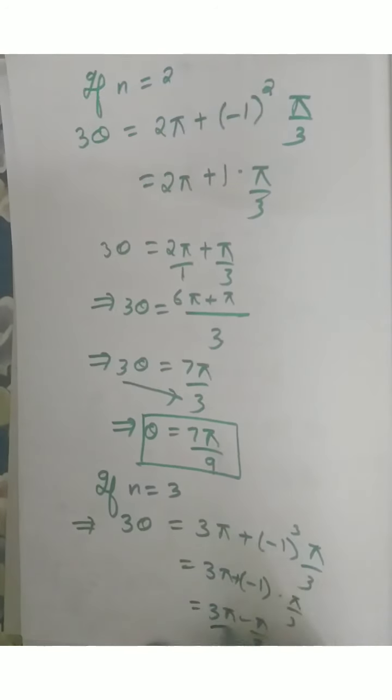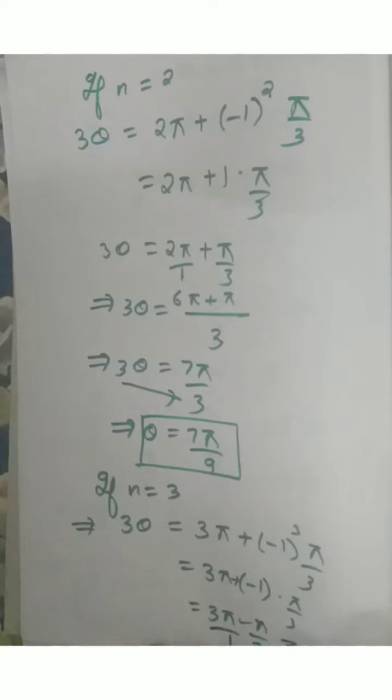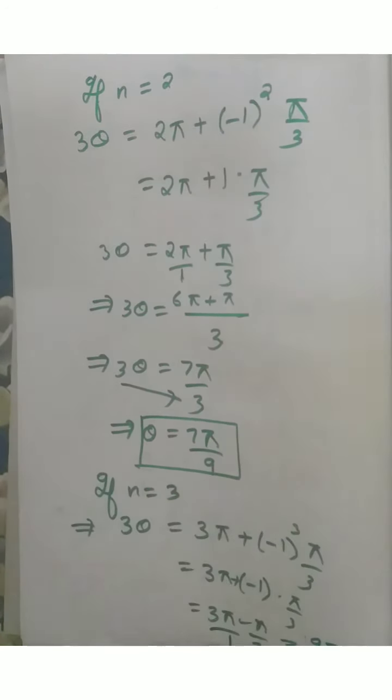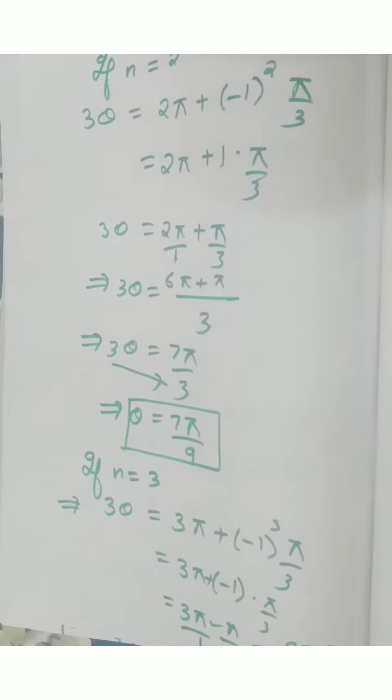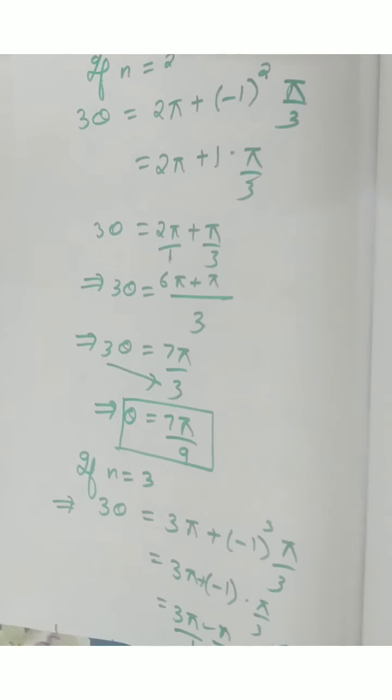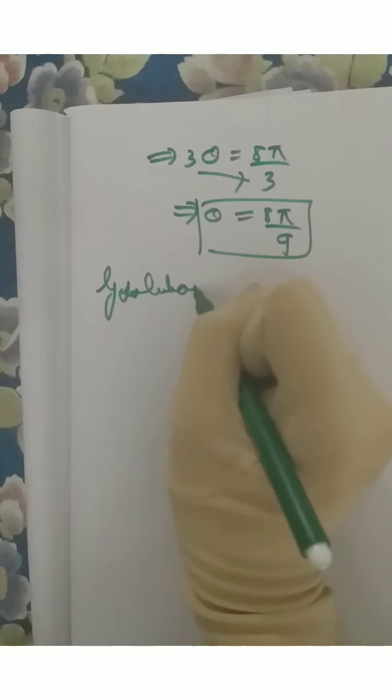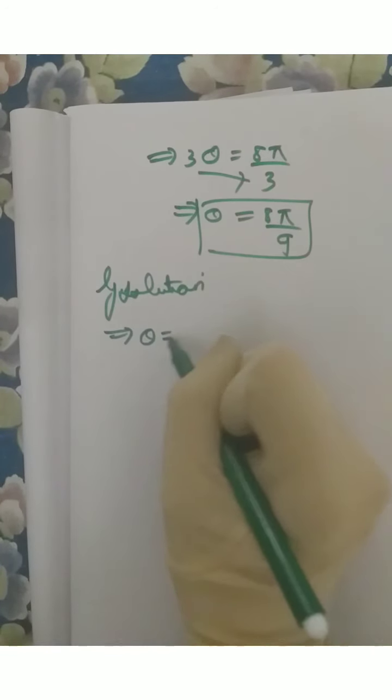Now this will become LCM of 3 and 1 is 3. 3 divided by 1 is 3. 3 3s are 9. 9 pi minus pi. 9 pi minus pi is 8 pi. So we get the value of 3 theta as 8 pi by 3. 3 theta equals 8 pi by 3, or theta equals, sending this 3 that side, 8 pi by 9.